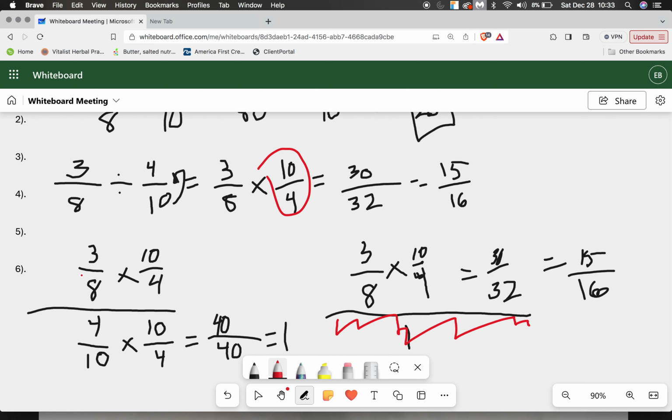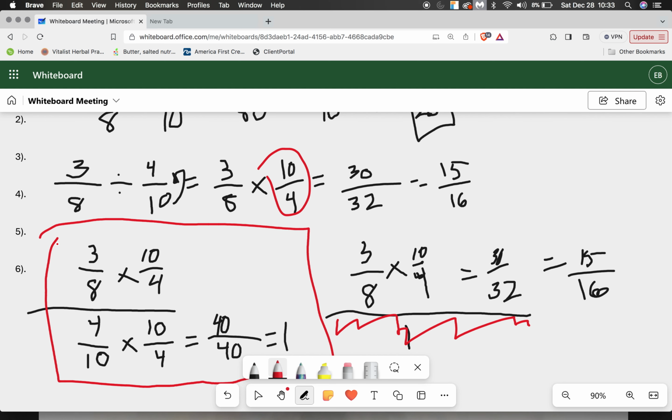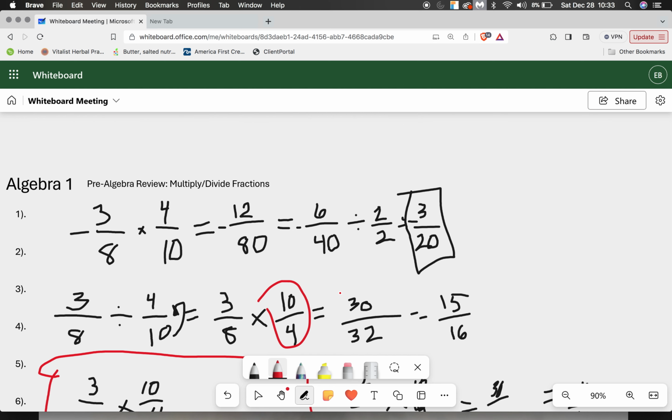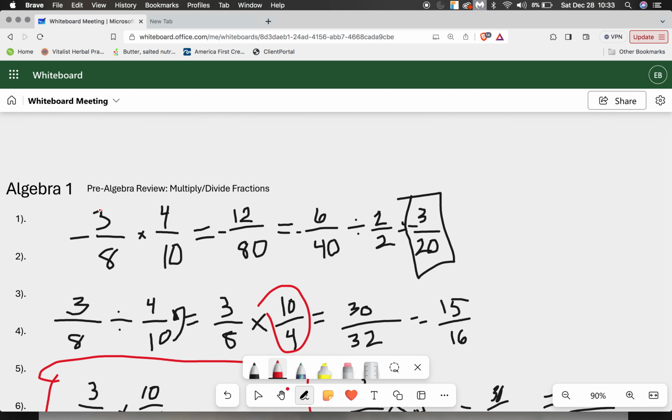Or you can write it out in this longer way if that makes more sense to your brain, and show the actual steps that show why we can do this when we're dividing fractions. And then just multiplying fractions, we just multiply across, so 3 times 4 and 8 times 10, and then simplify as far as we can.